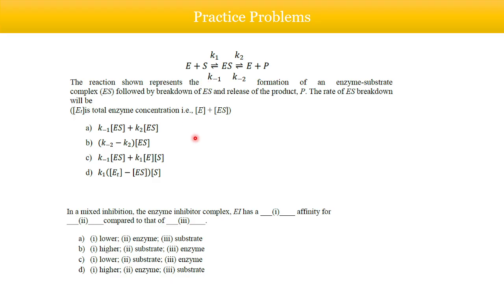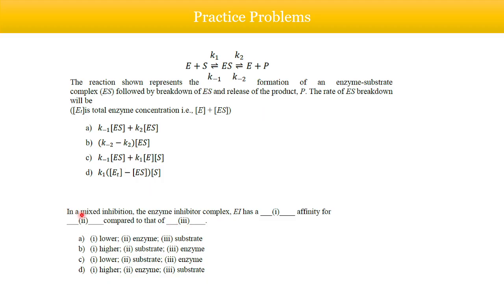No, I feel that there is something that is not correct with the options. The actual one should be K minus 1 into enzyme substrate complex concentration plus K minus 2 into enzyme concentration and the product concentration. That is the correct one, which is not given over here. And they have also not mentioned whether K2 equals K minus 2 or not. So it's difficult. Okay.